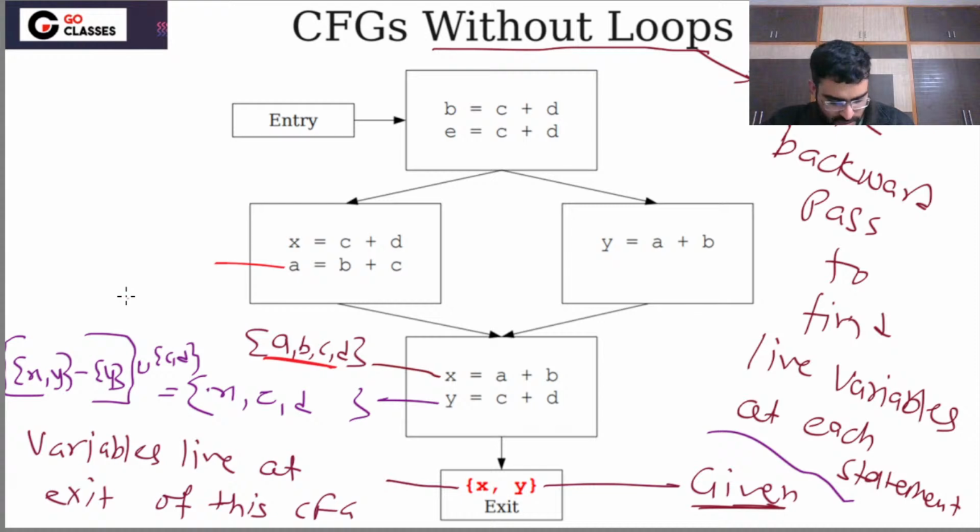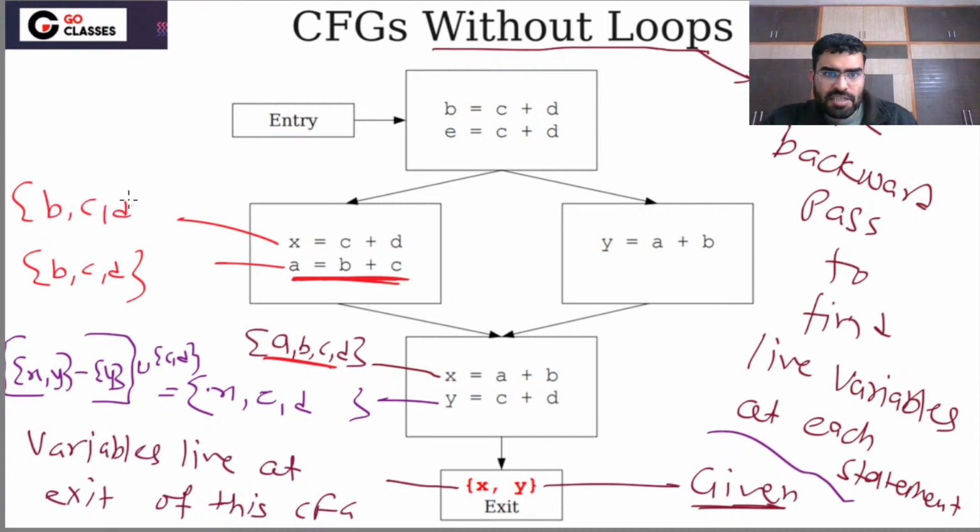Now tell me what will be the live variables here. What is the successor? This is the only successor for this statement. So here you have A, B, C, D, and you will remove A, so that will be B, C, D. Now what is live here? That again will be B, C, D.